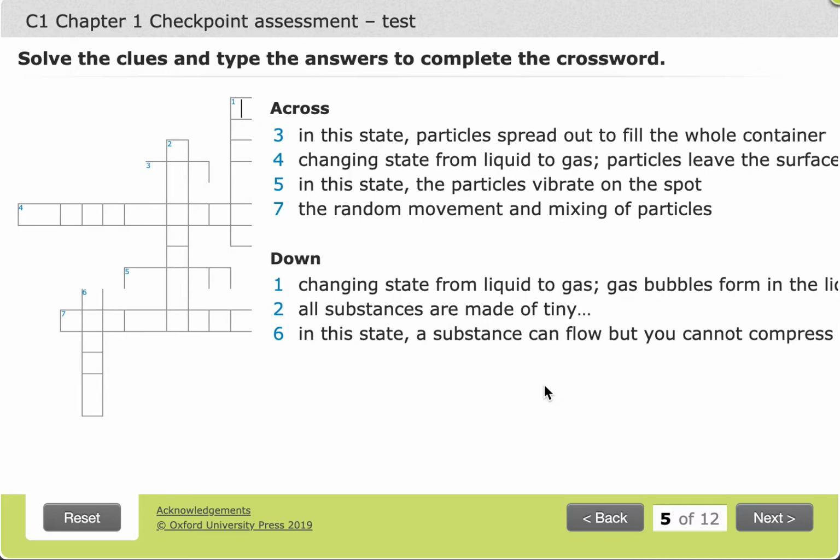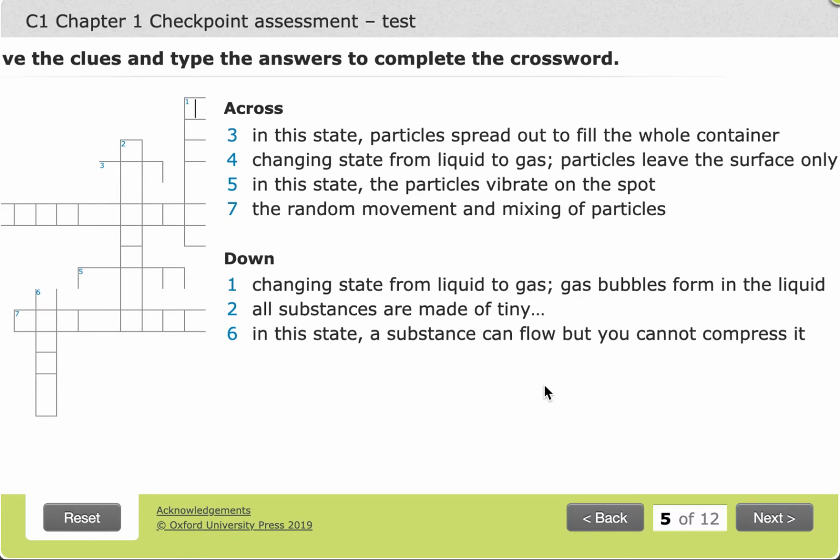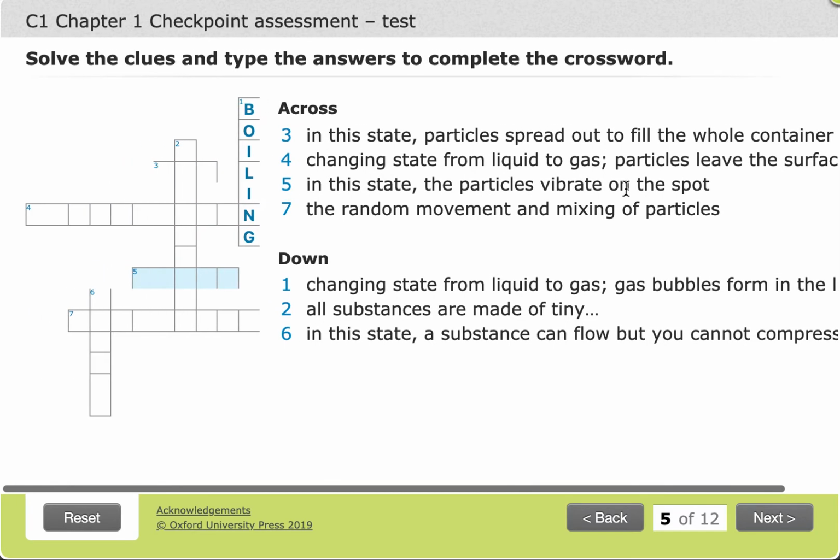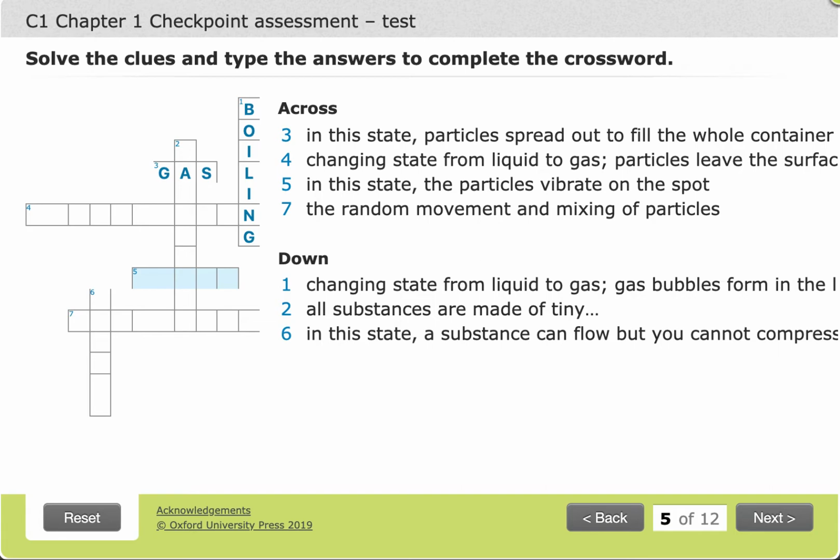Number 1 down. Changing from liquid to gas, and gas bubbles forming in the liquid. That is boiling. Okay, let's have a look at 3 across here. In this state, particles spread out to fill a whole container. That is the gas state. And all substances are made of tiny particles.